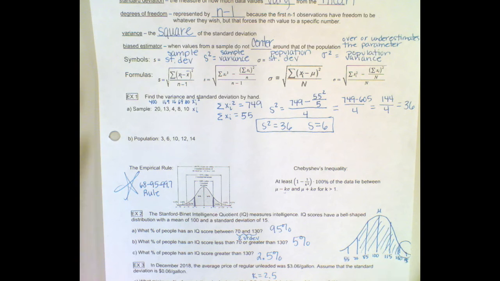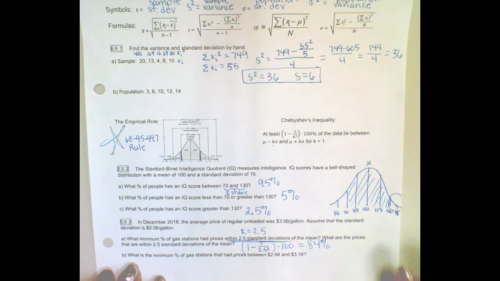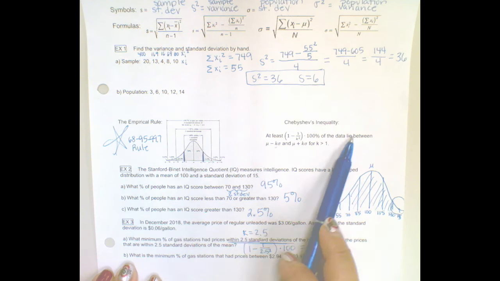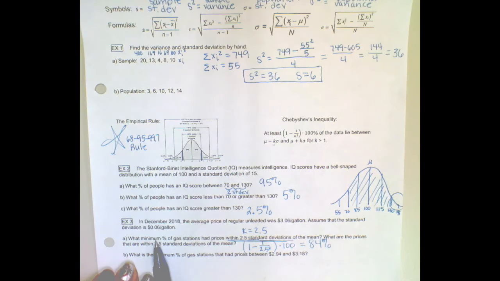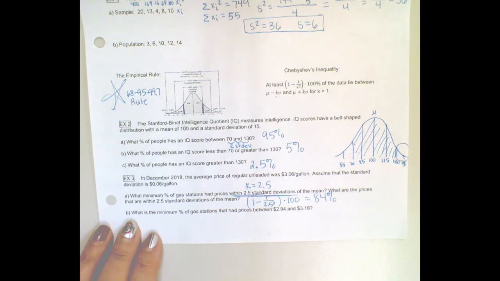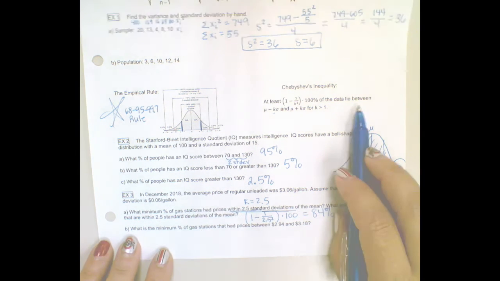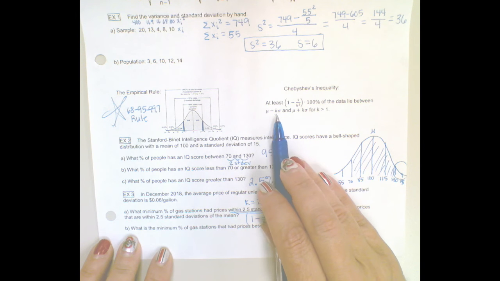All right, so we had a tiny bit left to finish here. We had started out with this example 3 that gave us the average price of regular unleaded gas in December 2018. And then it gave us a standard deviation. This is using Chebyshev's inequality because we're looking for a minimum percentage. Those are the types of questions where we would be using Chebyshev's inequality. So we have to find the number of standard deviations, because that's what the K is standing for.